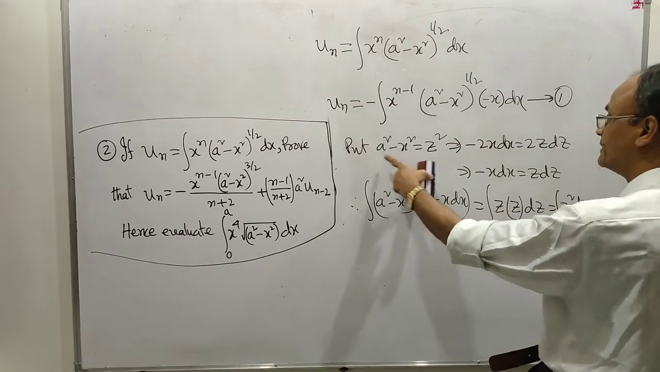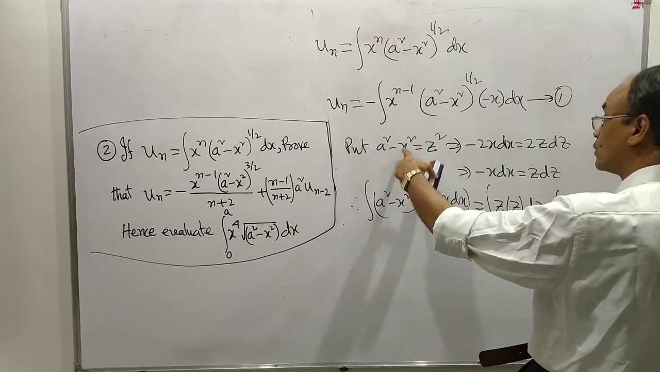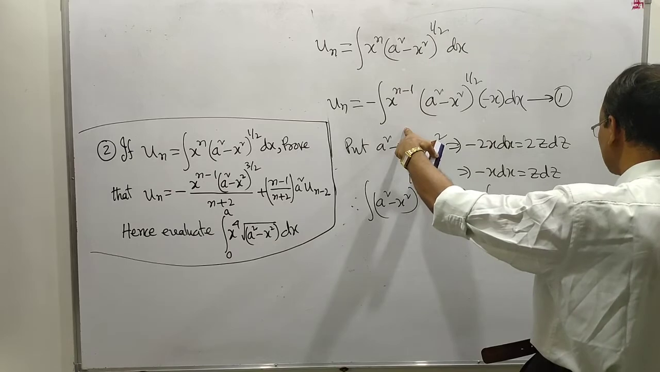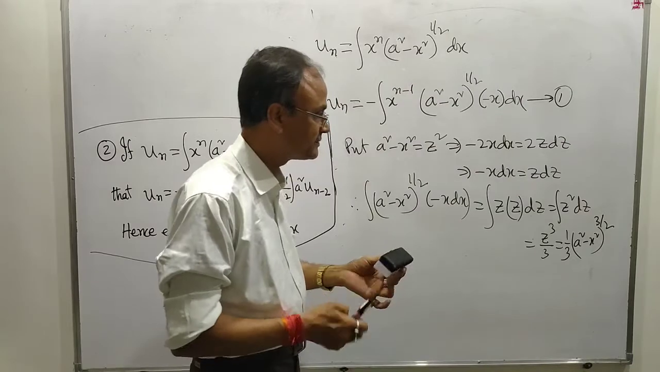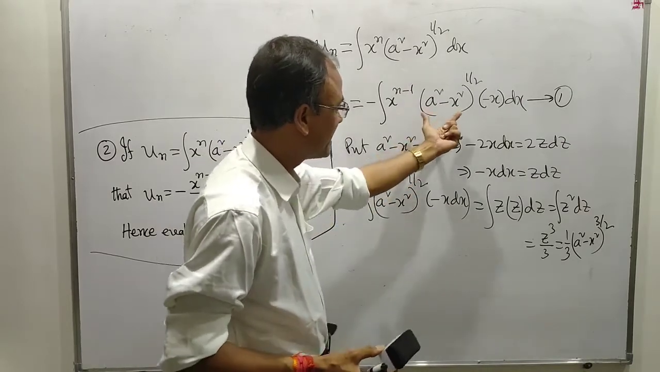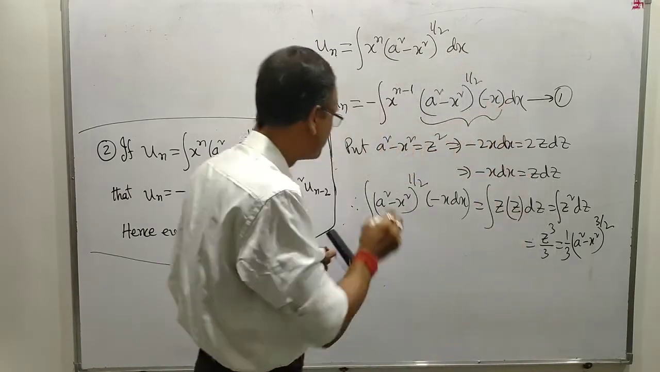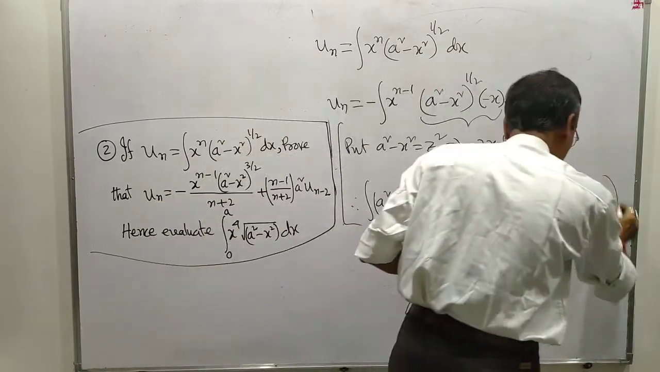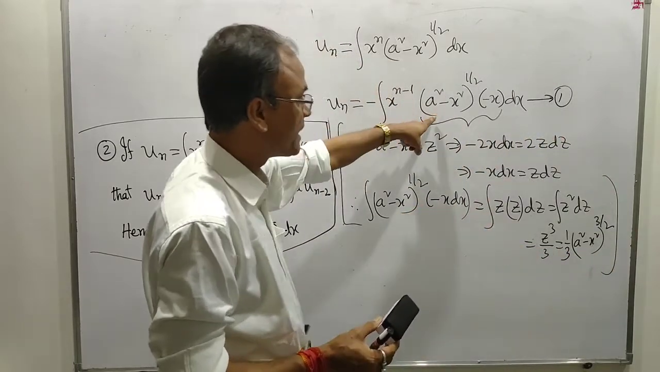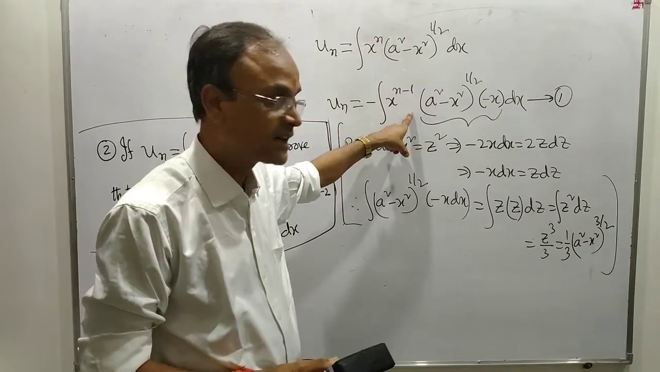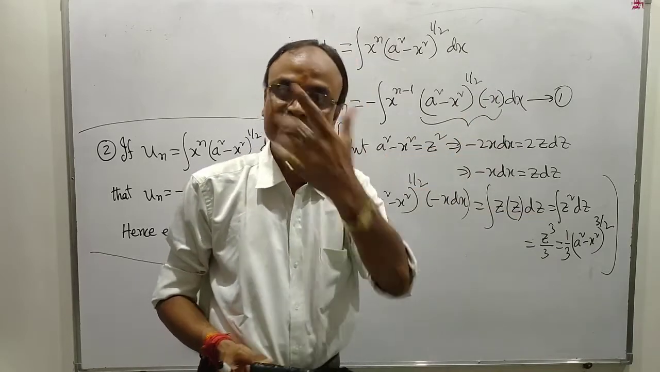Equal to 1 by 3. What is z? A square minus x square whole to the power half. Z cube means whole to the power 3 by 2. The integration will be this. The integration from this and this will be equal to this. Now integrate this by parts, regarding a square minus x square whole to the power half into minus x as the second function.